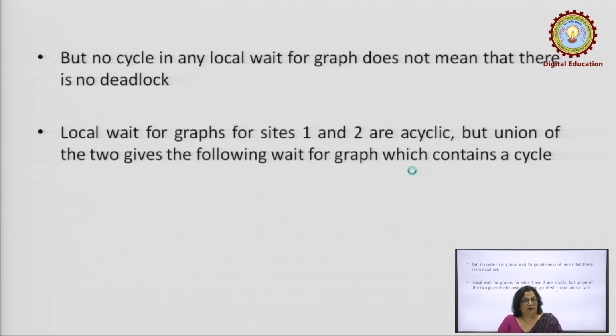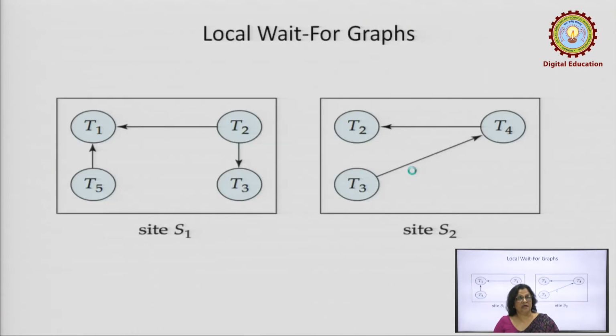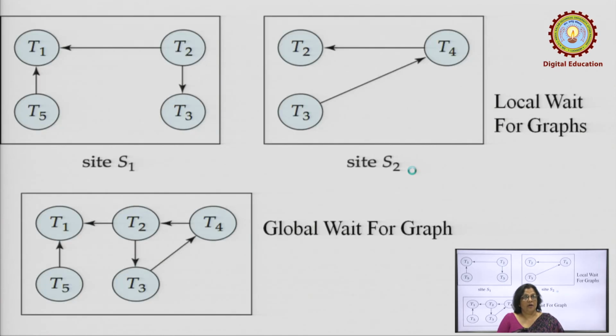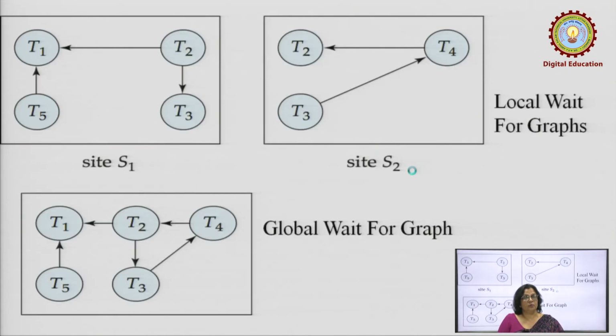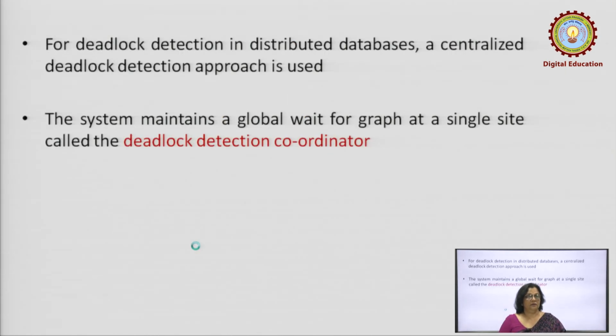The local wait-for graphs for sites 1 and 2 are acyclic, which we have already seen here. So, there is no deadlock at site 1 or at site 2. But here what we have done is made a union of the two local wait-for graphs at sites 1 and 2. The moment we do this, we see that there is a cyclic path over here, which indicates a deadlock.